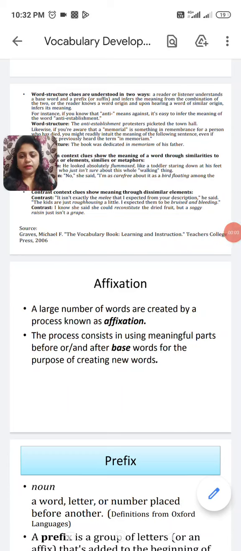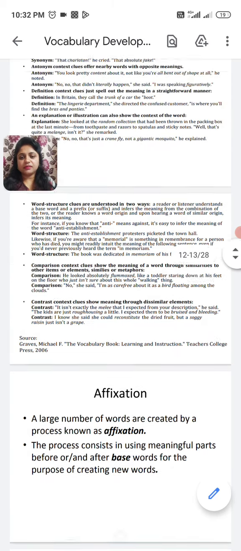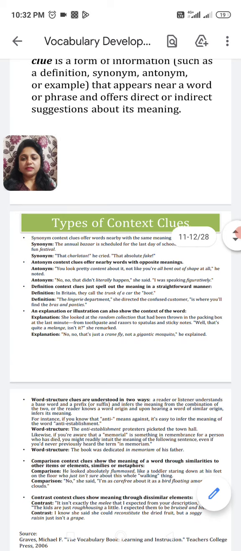Good morning, everyone. In our last lecture, we got various concepts about vocabulary, its uses, and different types of vocabulary. We also learned how vocabulary changes according to the situation, according to the context. The meaning of the word also changes. So, let's now study the types of context clues.